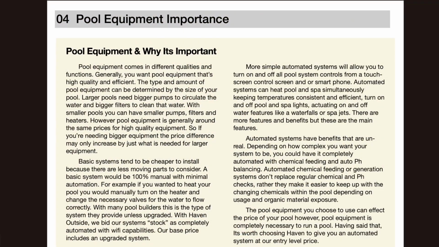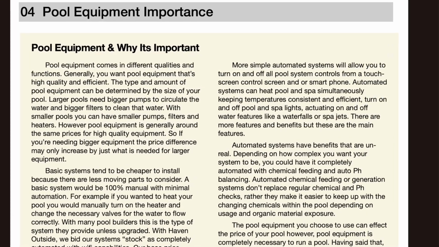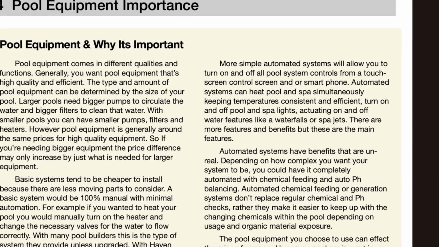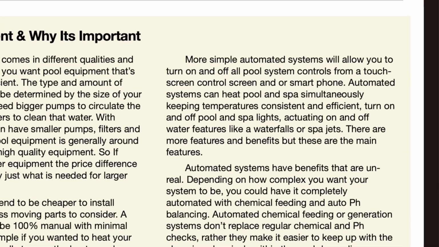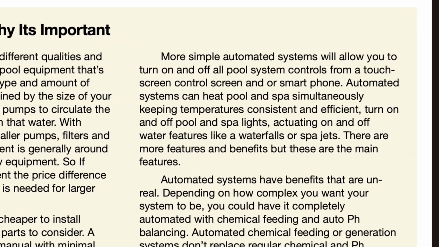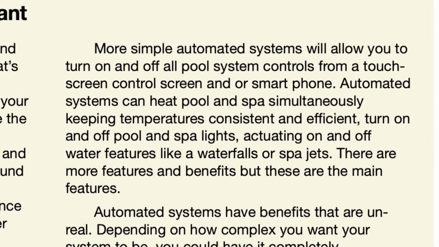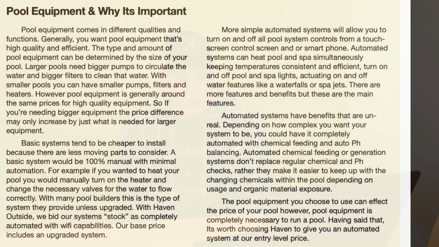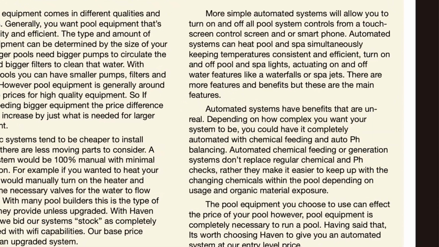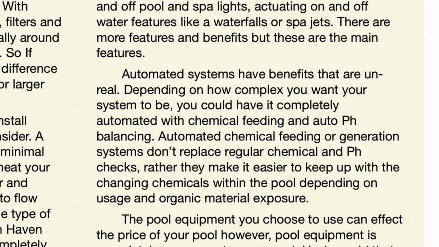And you're going to get controls from a touchscreen or a smartphone. Automated systems can heat your pool and spa simultaneously, keep temperatures consistent and efficient, turn on and off pool and spa lights, actuating on and off water features like waterfalls or spa jets. There are more features and benefits, but these are the main ones that you would be using. More advanced automated systems may include chlorine generation or chemical automatic feeding and auto pH level balancing.